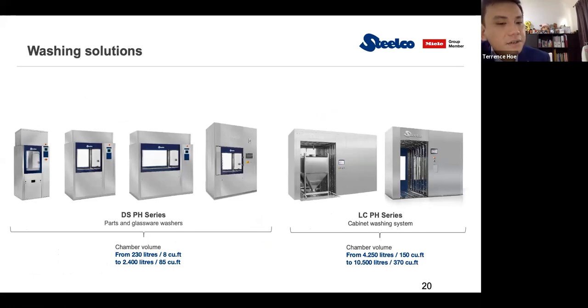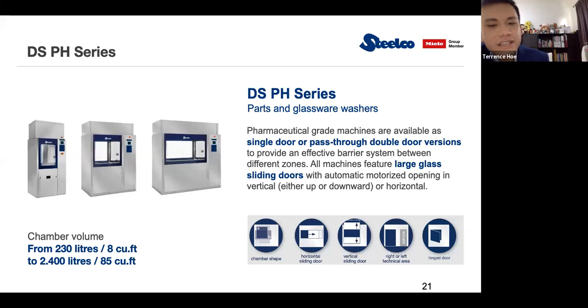So this is an example of a washer in the pharmaceutical manufacturing washing area. We have a small, tiny one, up to the big one in the cabinet washing, for example to wash the IBC bin or the blender. It comes in various sizes, from 230 liters up to 10,000 liters, and can be designed in different ways, customizable according to the client requirement. Sometimes they want the shape a little different, or the door to be horizontal sliding or vertical sliding. They want to put the technical area left or right, or sometimes they want a triple drying, much drier when the end products come out.